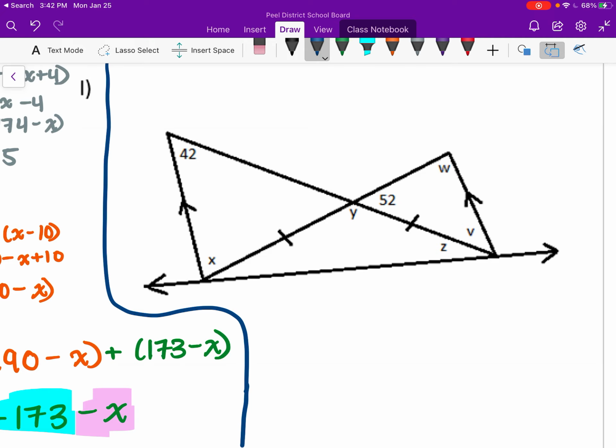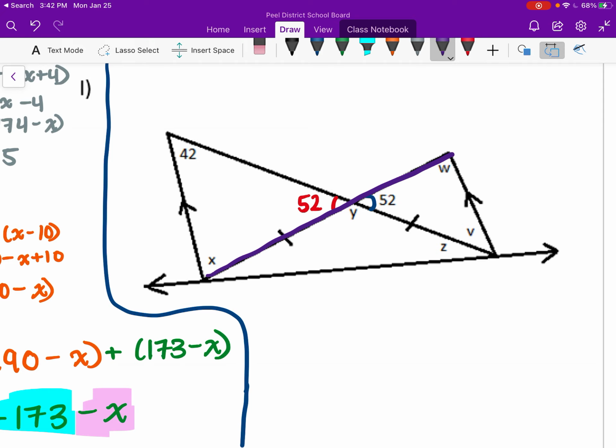So just to get started, let's see what we know. We know this is 52, right? I have my opposite angles theorem, which is going to tell me what this is. Because these are two crossing lines, I know that the opposite one is going to be 52, right? I also know that this line over here is a straight line, right?